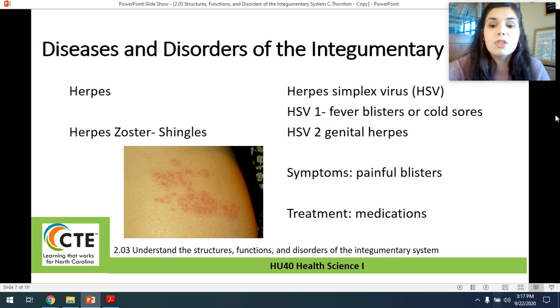Some symptoms really are just painful blisters, and because it is a virus, technically it is communicable, meaning that you can spread it from person to person, and the treatment is really just herpes medication, antiviral medication.